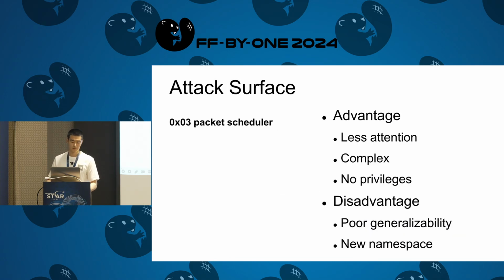So, what is the target of fuzzing? After some searching, I finally decided to fuzz the network packet scheduler. Its advantages are that it's complete and has no privilege requirements, and most important, it has less attention. Its disadvantages are the reverse. It has poor generalizability and requires a new namespace.